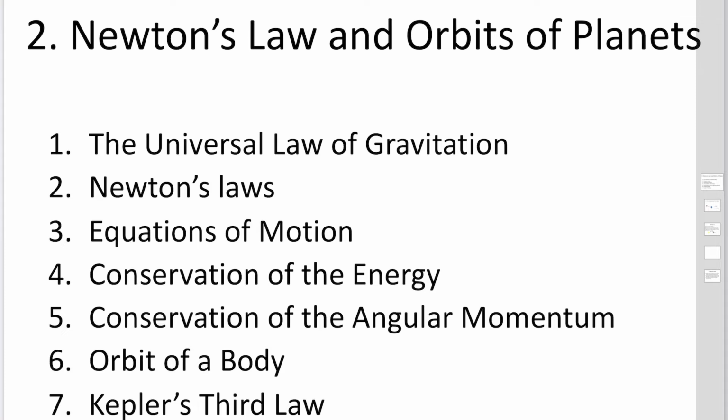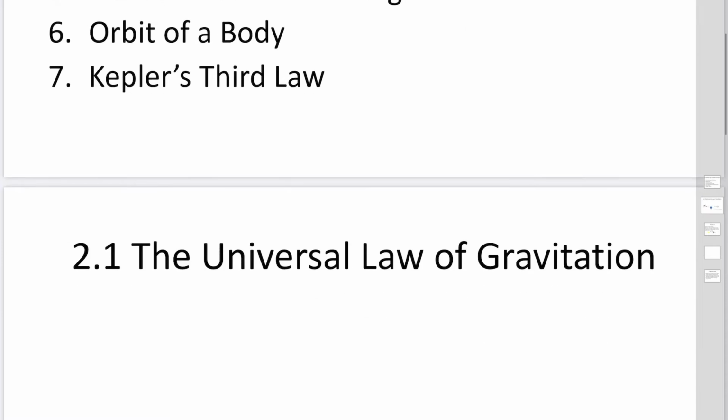We derive the conservation of energy, conservation of angular momentum, and the orbit of the bodies, and we derive Kepler's third law. In the last lecture, we derived the universal law of gravitation from Kepler's laws. So in this lecture, we use Newton's laws and the universal law of gravitation to derive Kepler's laws. This is today's lecture. So let's move to the next topic.